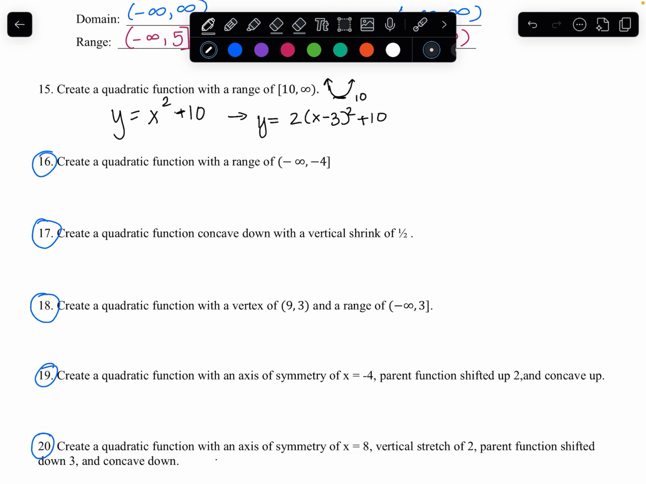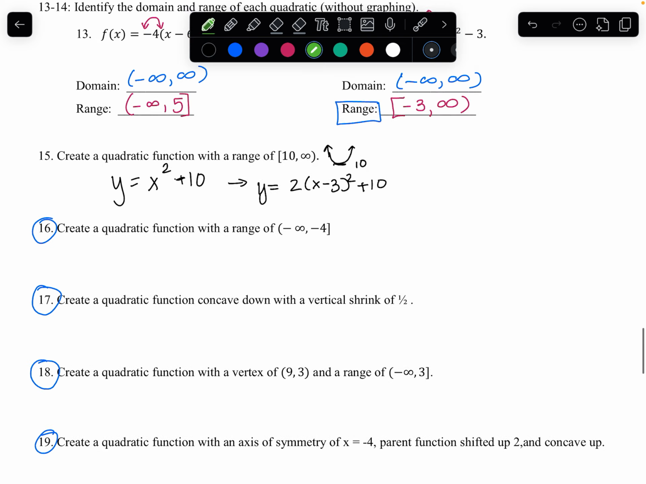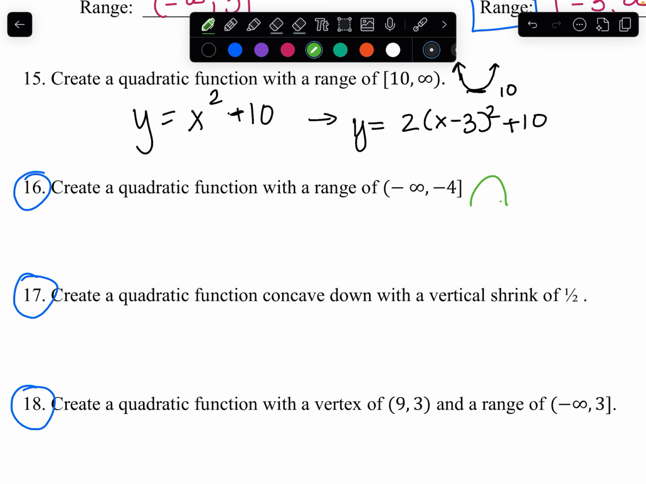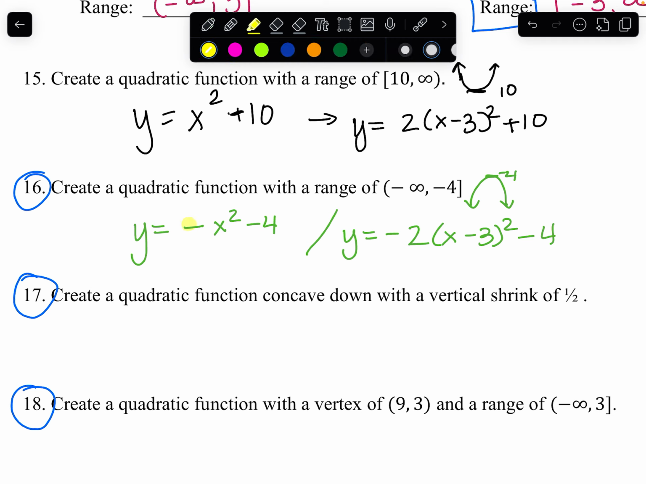Okay, let's see if you got them right. Here we go. So we have it going to negative infinity to negative 4. So our equation, our bare minimum for this would be y equals negative x squared minus 4. Again, you can be fancy and write negative 2 times (x minus 3) squared minus 4. You just need that negative and that minus 4 in your problem.